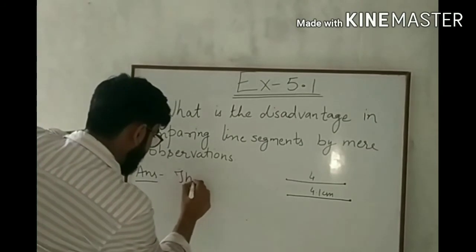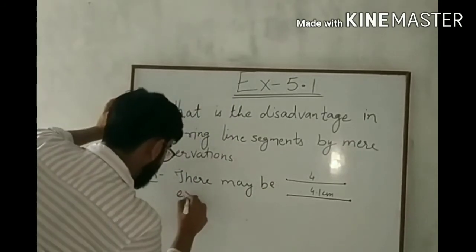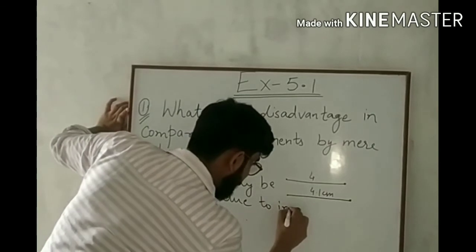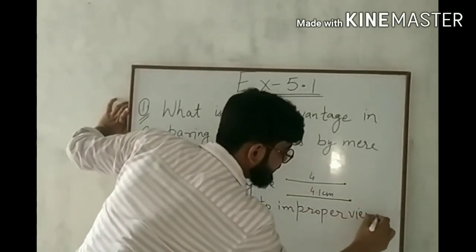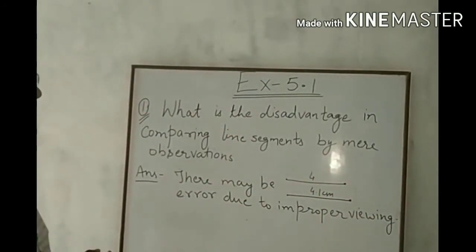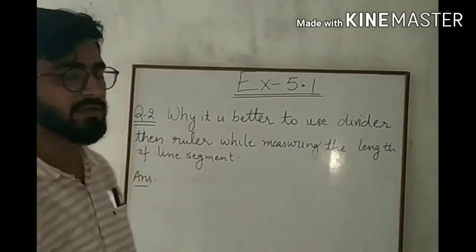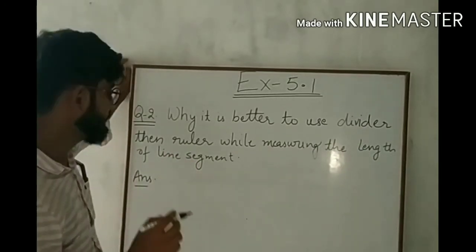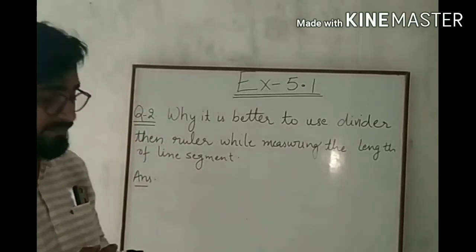There may be error due to improper viewing. So this is the disadvantage in comparing line segments by observation. Understood? Now we are moving to the second question of this exercise. What is the second question? Why is it better to use a divider than a ruler while measuring the length of a line segment?